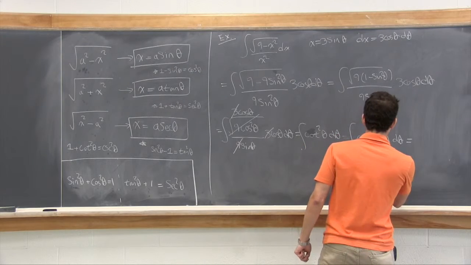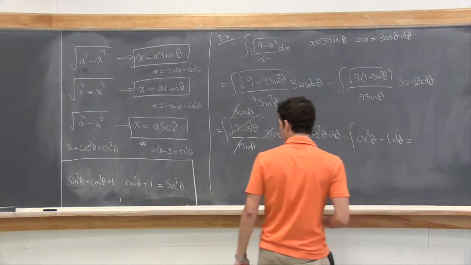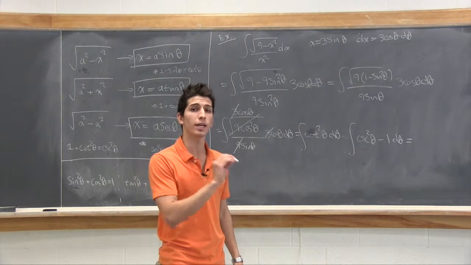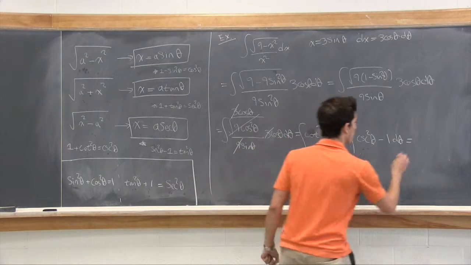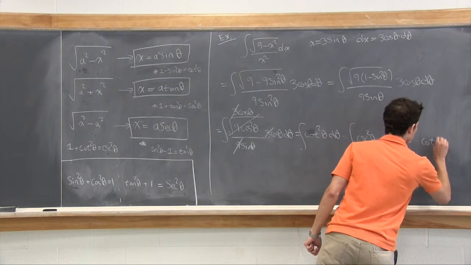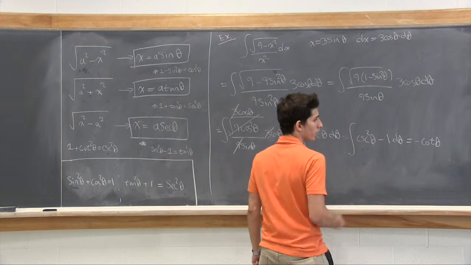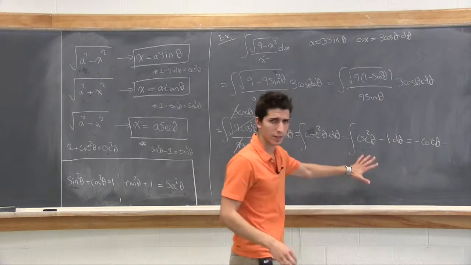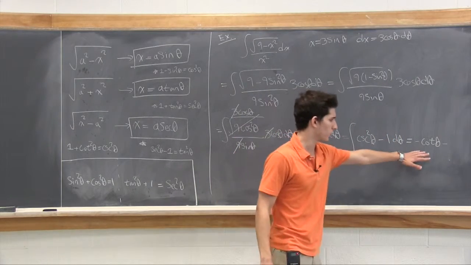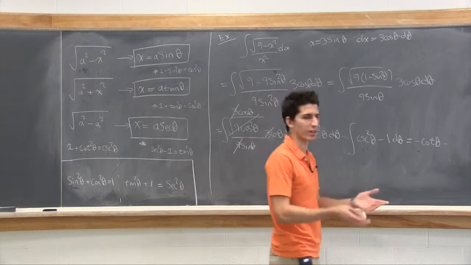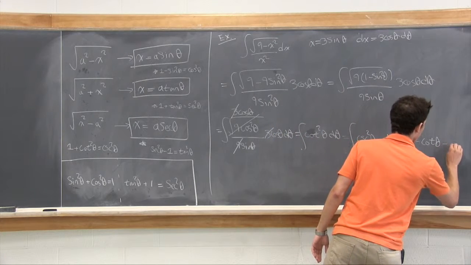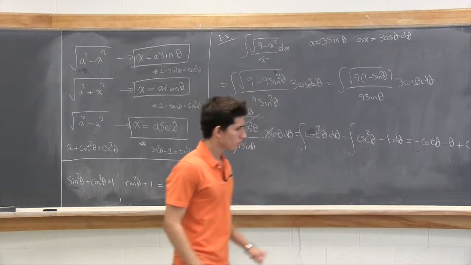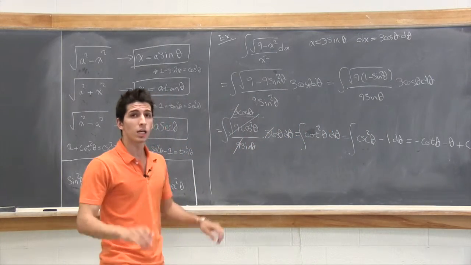I can say cosecant squared theta is just the antiderivative to minus cotangent theta. And minus 1 is just the antiderivative to, cosecant squared theta is the derivative to minus cotangent theta, and 1 is the derivative of x, or theta. So, and don't forget your plus c. All right, so is that it?